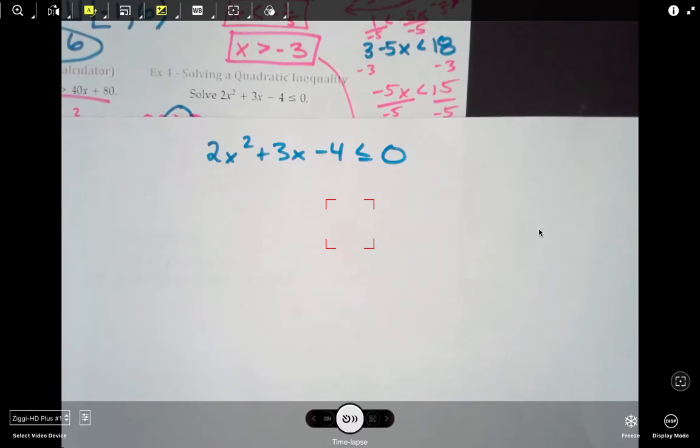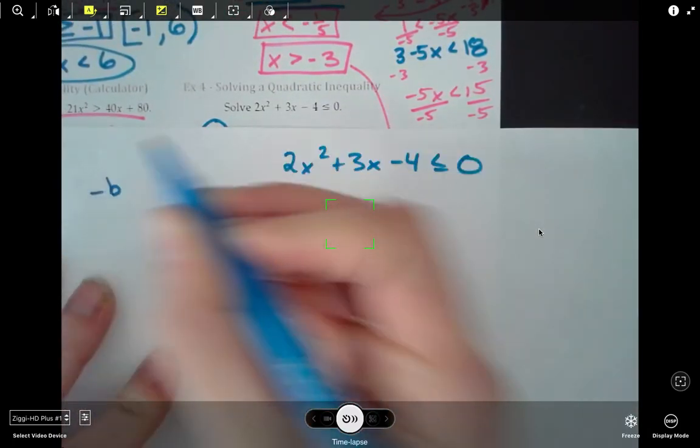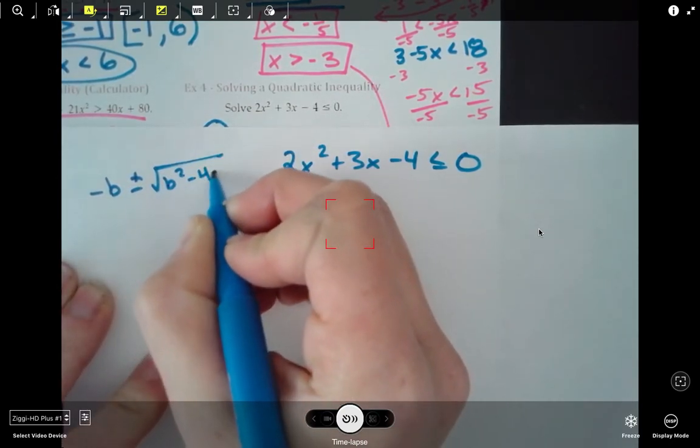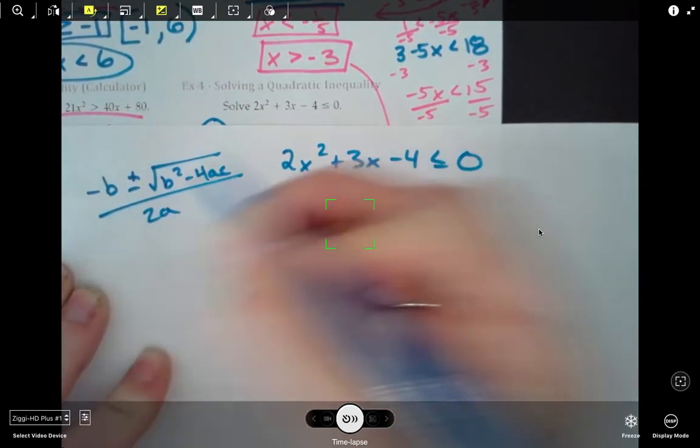I don't think I can. So how do we solve that quadratic thing? We can't factor it. How do we solve it? The formula. The quadratic formula. Negative b plus and minus square root b squared minus 4ac all over 2a.